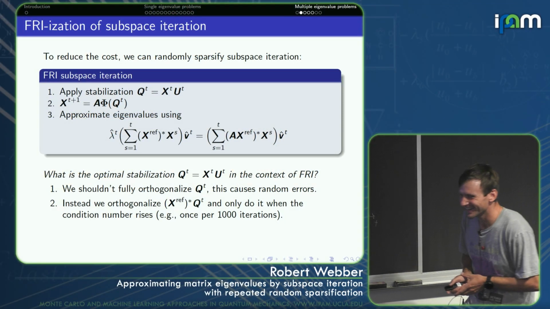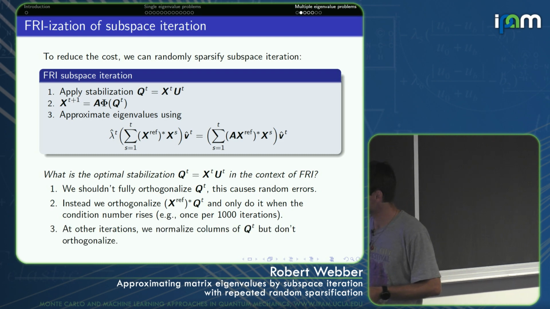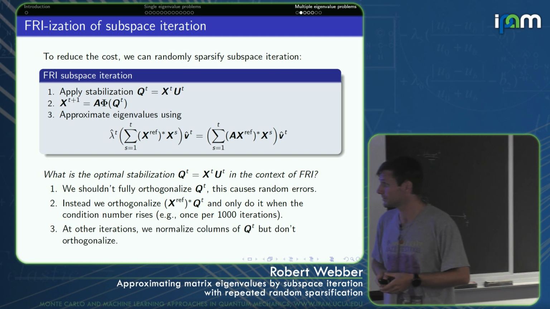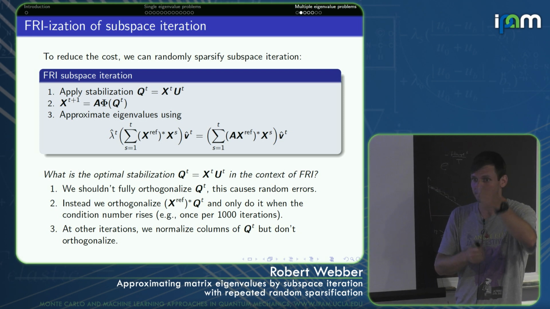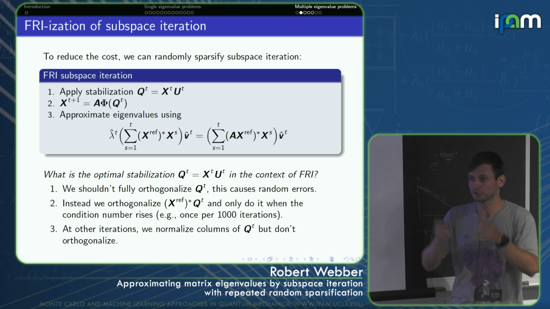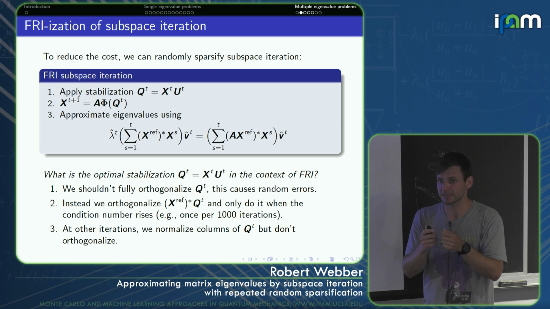At other iterations, we normalize the columns, but don't orthogonalize. So that means you make sure that their one norm is stable, but you don't linearly combine them with each other to make them orthogonal.